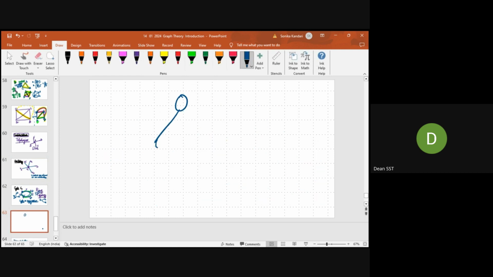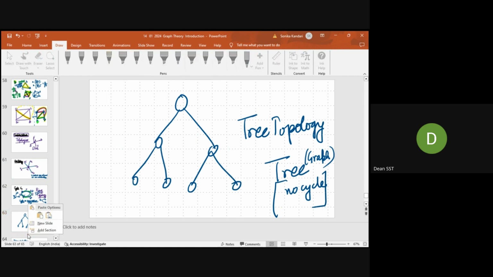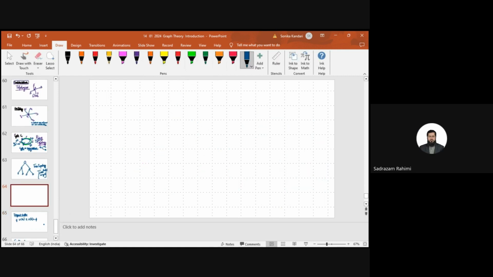Then we have tree topology also. So tree topology represents one form of graph, that is a tree, a graph having no cycle. So it is also a graph. Is it clear? Then what other topology were you having? Bus topology. Fine. You were having bus topology like this.